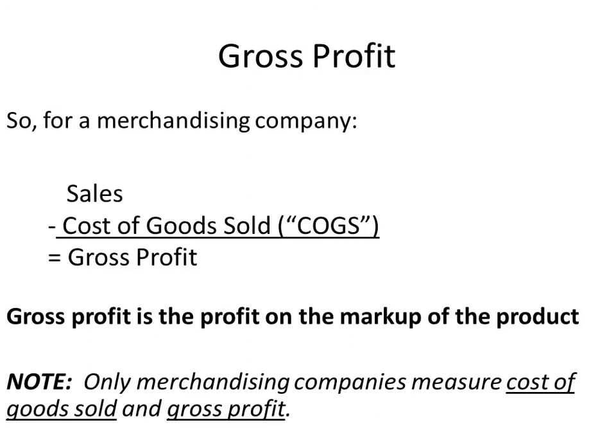Okay? So in a multiple step income statement, which we're used to seeing, sales minus cost of goods sold gives you gross profit. You will only see that if you're talking about a merchandising company. So if you went to the financial statements for H&R Block, they're not going to have sales minus cost of goods sold gives you gross profit because they sell services, right? Okay, so you only see that in a merchandising company.